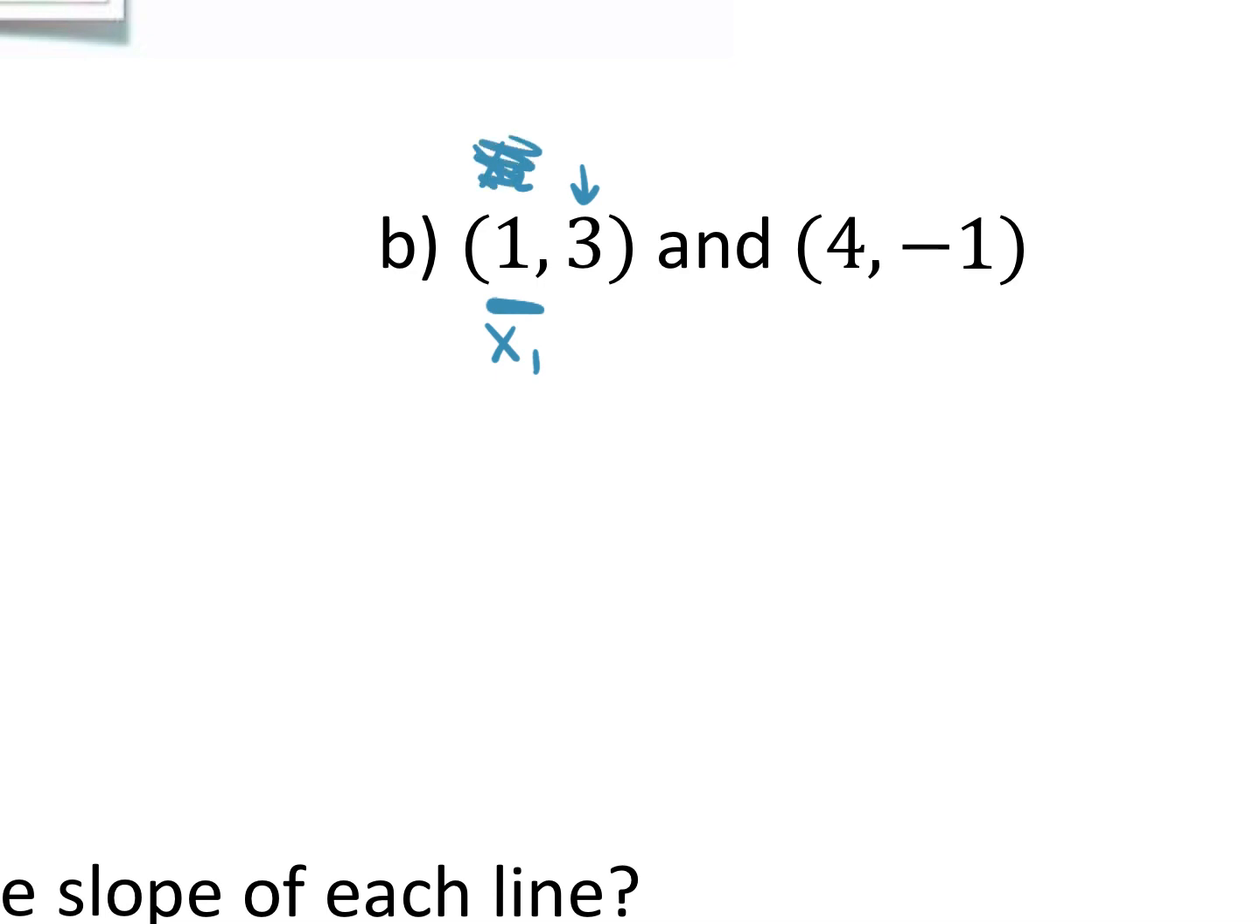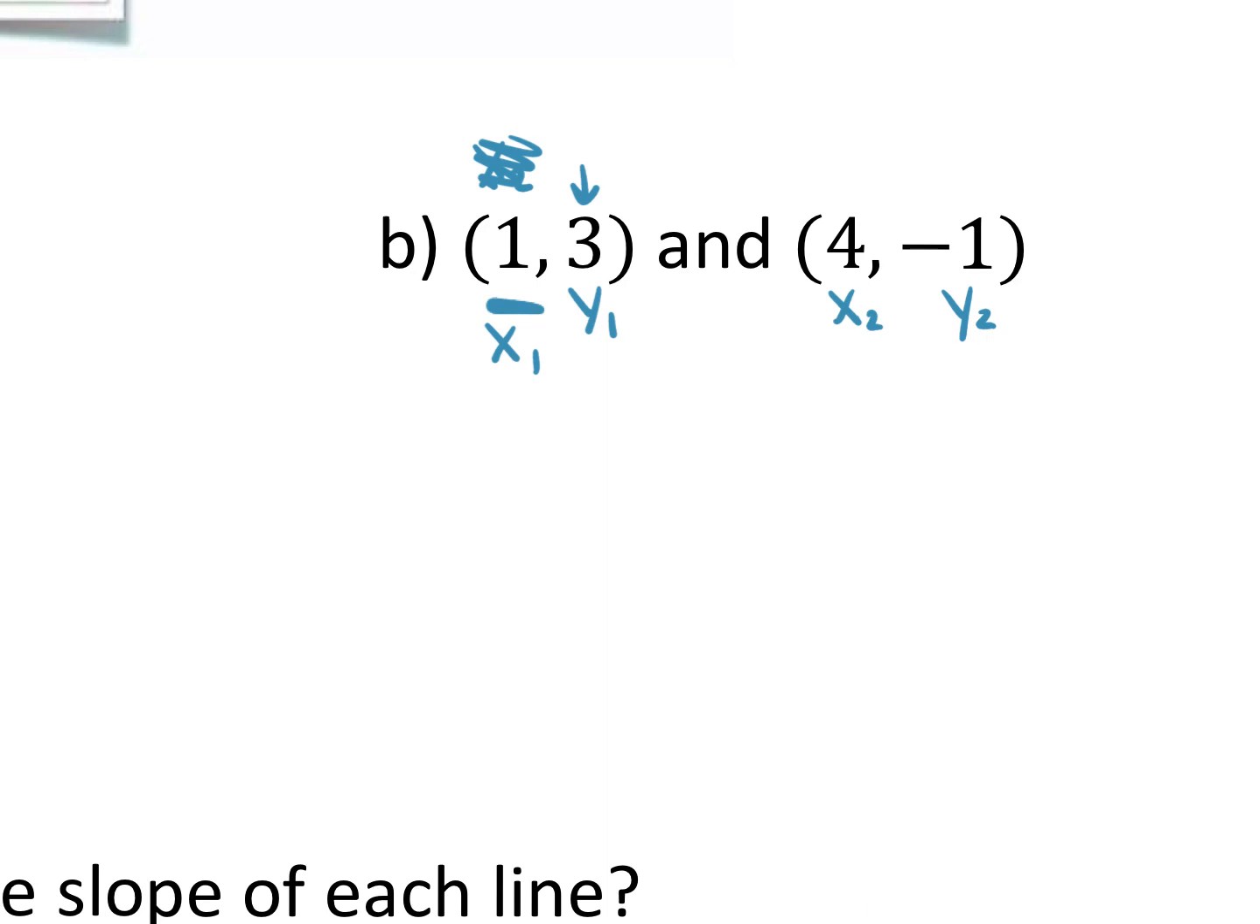Then what is the 3 going to be? Y1, right? So it's an X and a Y, X and a Y, X and a Y for every point. So what's the 4? X2, and the negative 1, Y2. Okay, we'll plug it in a minute. What did you get for your final answer? What is the slope of the line that goes through those 2 points? Negative 4. Negative 3?